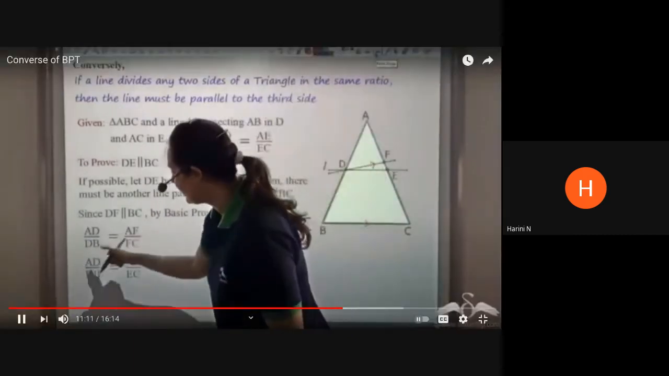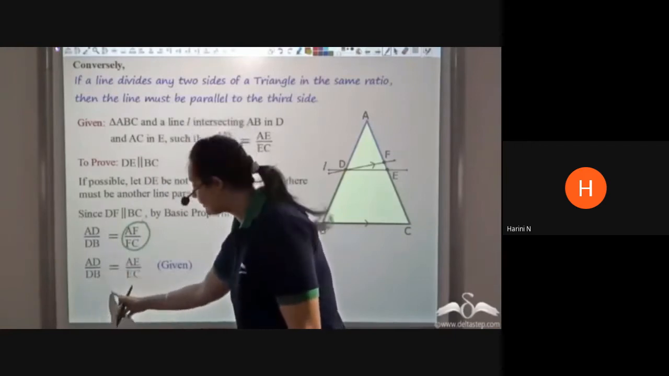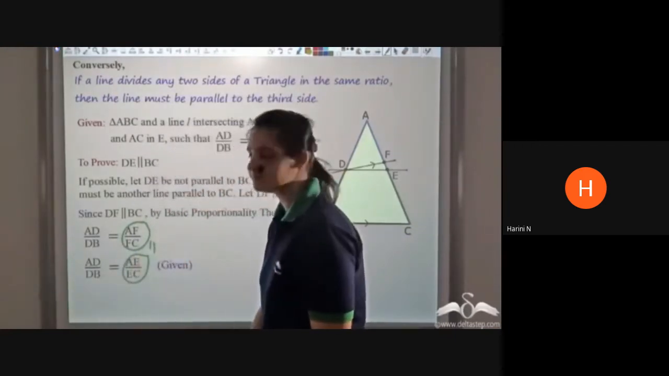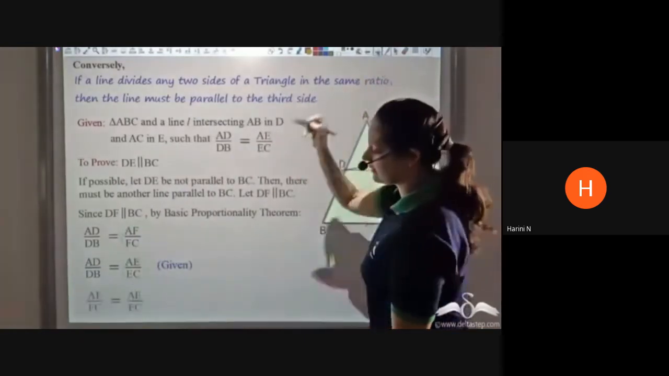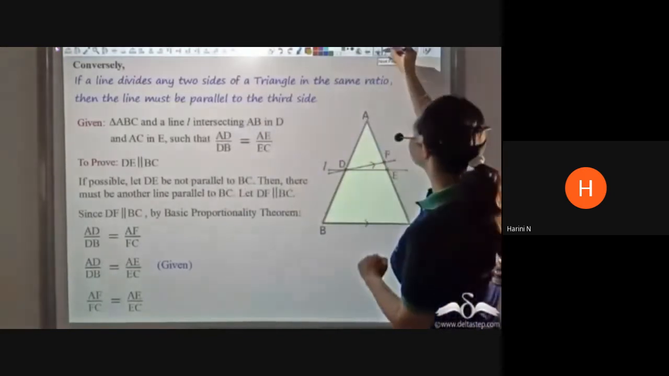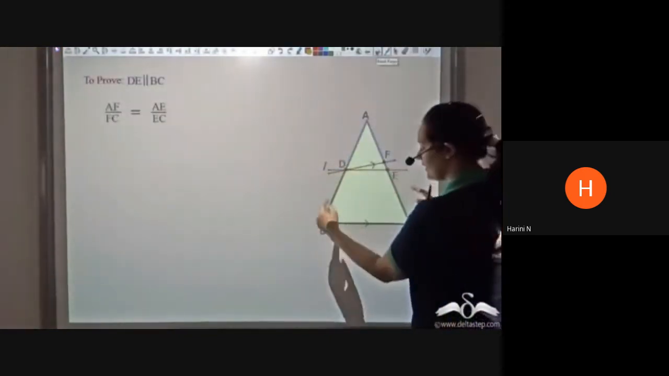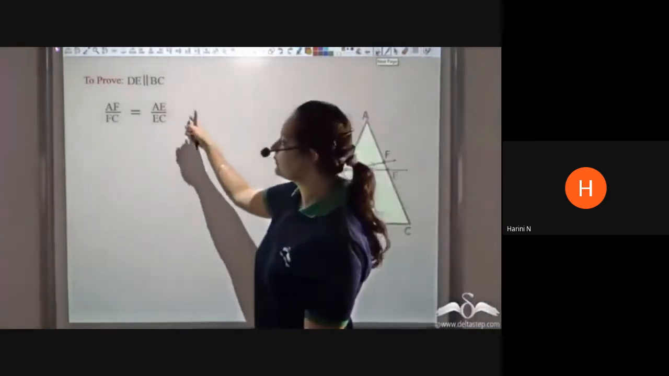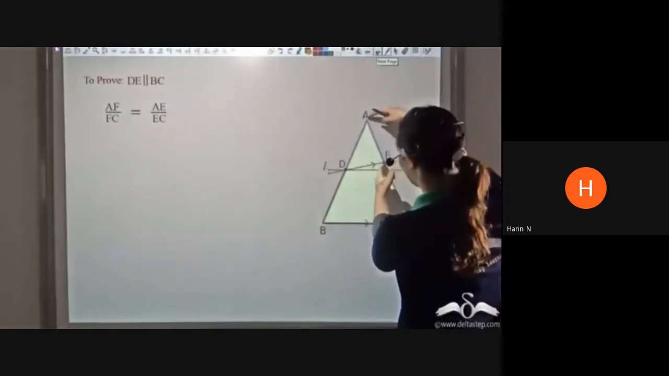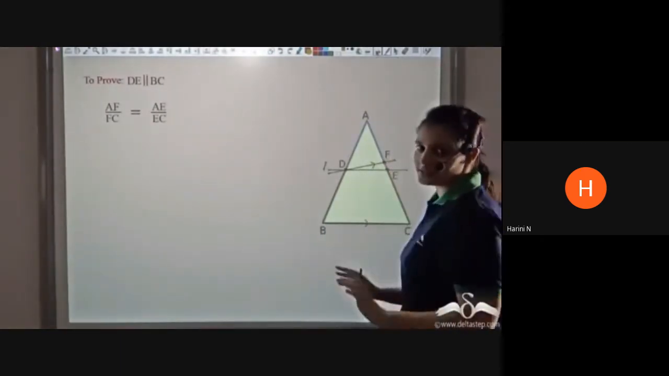Now I know that AD by DB is equal to AF by FC. Also AD by DB is equal to AE by EC. So these two should be the same. That is my next step. I can equate these two. What I want to prove is that this line DE is parallel to BC. What I have got is that AF by FC is equal to AE by EC.